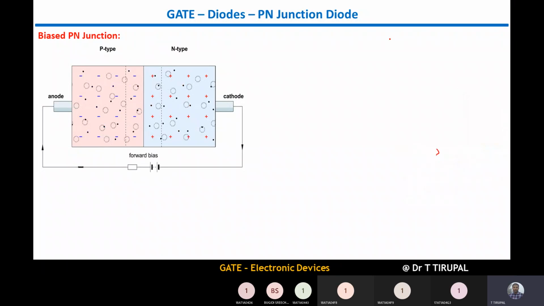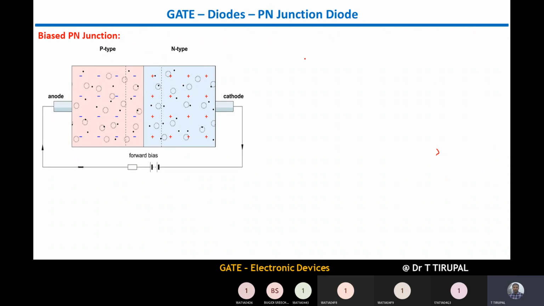So this is a biased PN junction. You can observe here, this is the p-type semiconductor and n-type semiconductor, where these are called acceptor ions and holes. These are called donor ions and electrons.